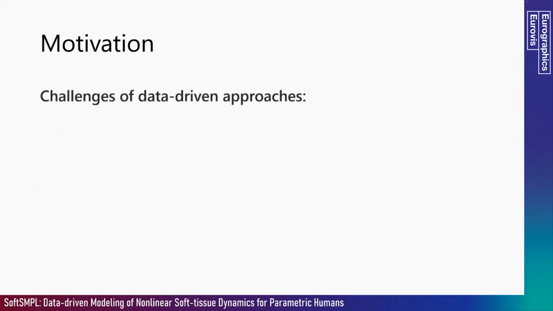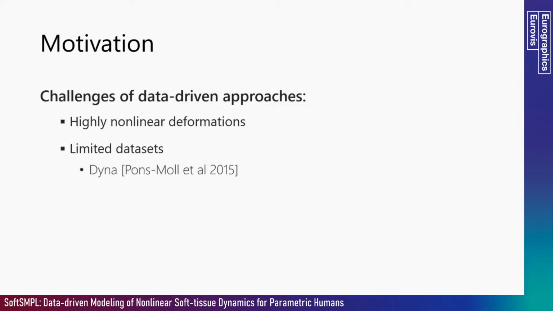So, why is it hard to train models that generalize well? We identify three main challenges. First, soft tissue deformations are highly nonlinear and vary greatly depending on the body shape. Second, due to the complexity of acquiring ground-truth data, existing datasets are quite limited. In this work, we use the Dyna dataset, which contains sequences of 3D scans of 5 subjects captured at 60 frames per second. Unfortunately, due to the small amount of body shapes, training on such data leads to overfitting issues.